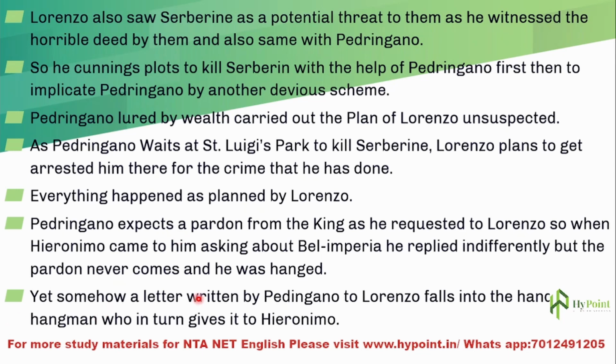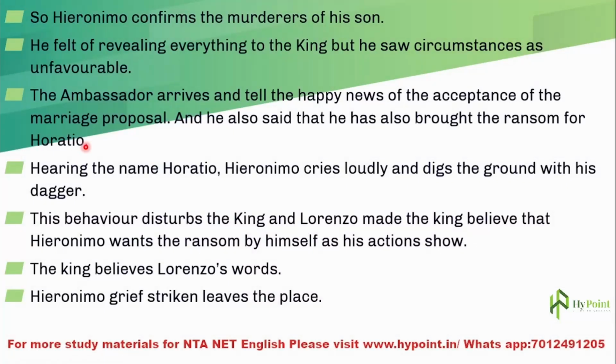Yet somehow a letter written by Pedrigano to Lorenzo falls into the hands of a hangman, who in turn gives it to Hieronymo. So what happens in between? Before the hanging, Pedrigano had written a letter to Lorenzo, telling all the things he had done for Lorenzo. This particular letter fell into the hands of one of the hangmen, and that hangman gave that letter to Hieronymo. And so Hieronymo confirms the murder of his son.